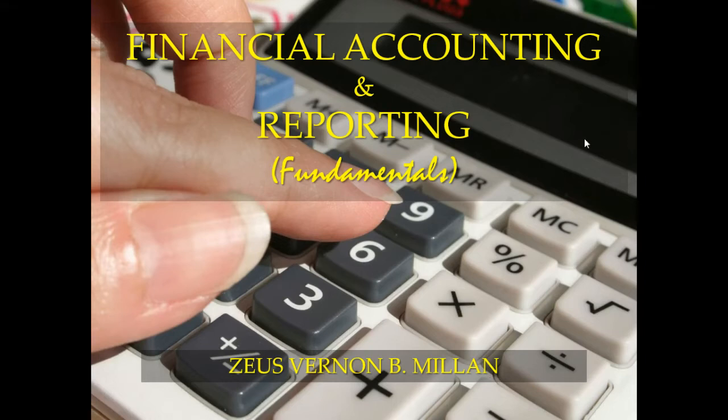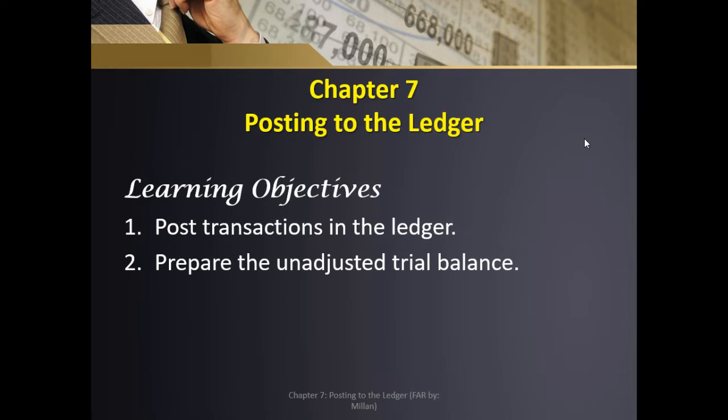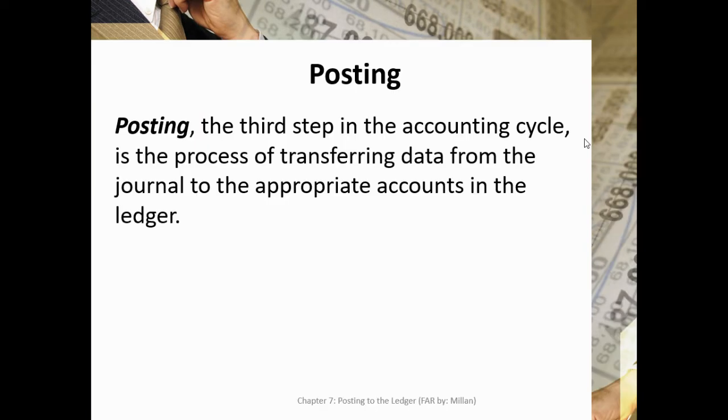Welcome to the discussion of Chapter 7, which is the posting to the ledger. These are our learning objectives: post transactions in the ledger and prepare the unadjusted trial balance. We have already discussed the first two steps in the accounting cycle in the previous chapter. So in this chapter, we will discuss step 3, which is the posting, and step 4, which is the unadjusted trial balance. Let's discuss again posting.